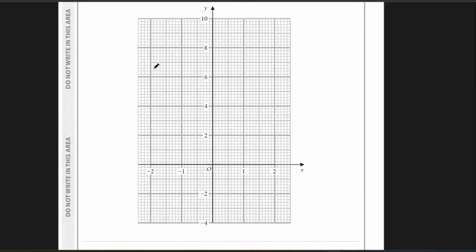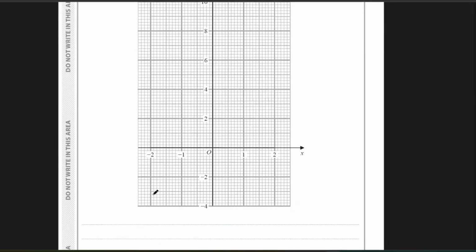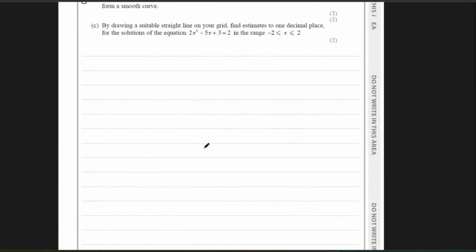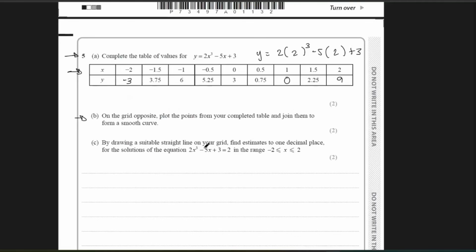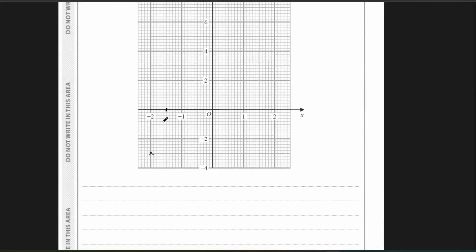So let's just plot the points. X equals minus 2, y equals minus 3 would be here. Next one, when x equals minus 1.5, y is 3.75. X equals minus 1.5 is there.